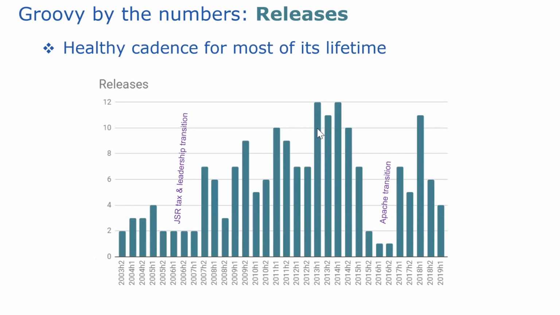This is looking at the releases. So again, there's a fairly stable cadence across most of the lifespan of the project. There was a short glitch around 2006 when the project was trying to create a JSR, so that's an official specification of the language and a whole compatibility toolkit, and it was going to be the first official language on the JVM with a fully formal spec. That activity never finished.